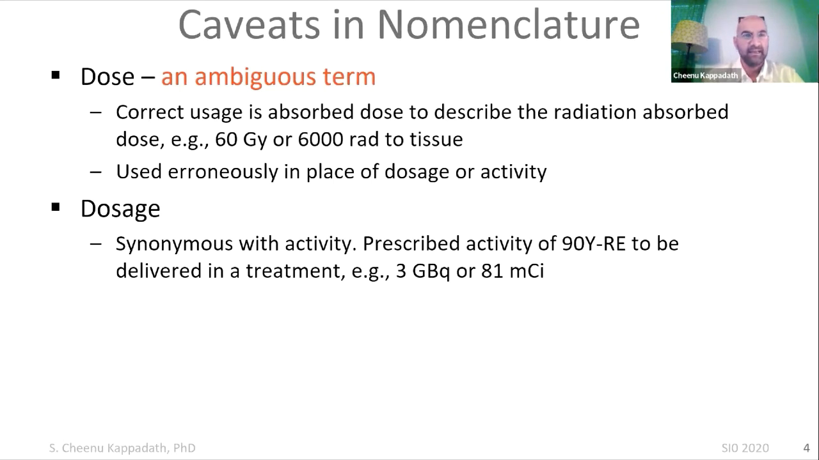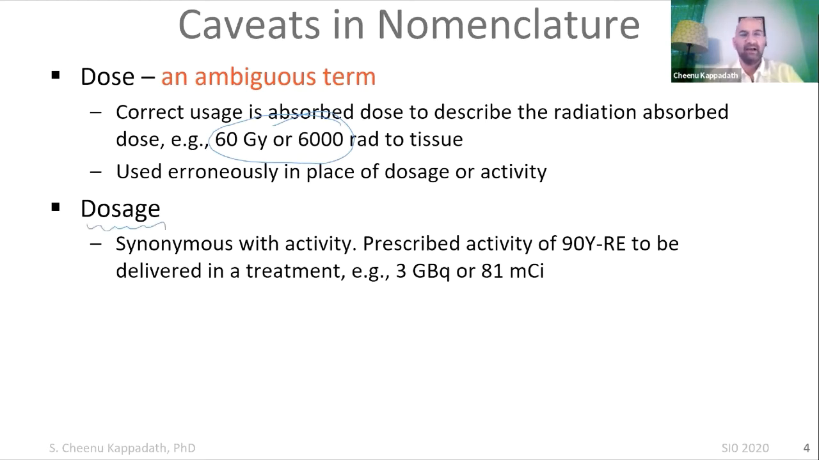When we talk of Y90, we use the word dose pretty loosely. And what I want to say is that dose is a very ambiguous term. So we should start using proper language when we describe embolization. When we refer to dose, we actually mean absorbed dose. And so the units of dose are normally rads or gray. But a lot of times we are sloppy and we use it for activity. The right word for activity should be dosage, right? That is what is synonymous with activity.